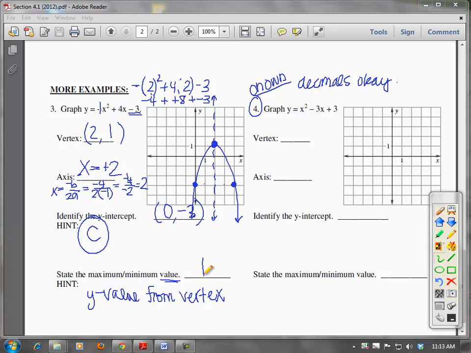Give number 4 a try, and we will go through number 4 then in class as kind of the warm-up to say, did we get the right answer or not?